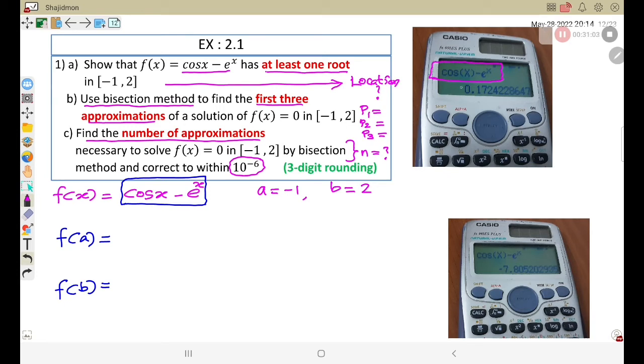Wherever you want x, you can use the alpha button. This switch is the alpha, and x you can see downside, capital X in the bracket. So wherever you want x, press alpha then x. Like that. So cosine x minus e power x, just enter that in your calculator.